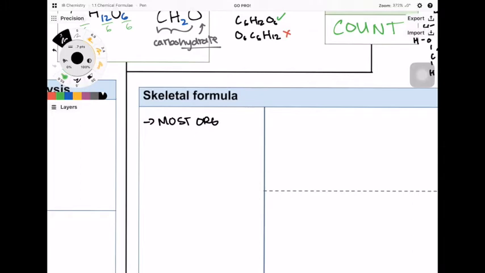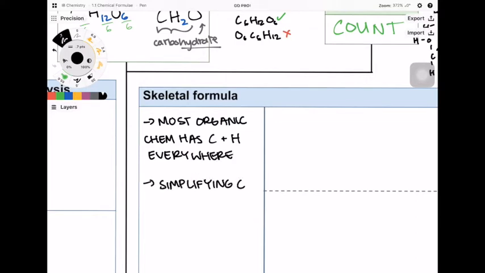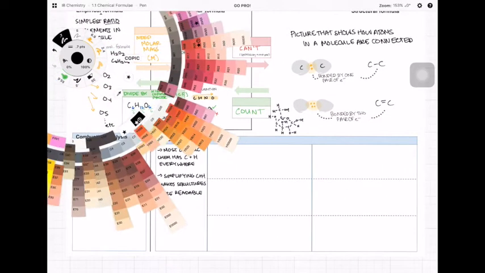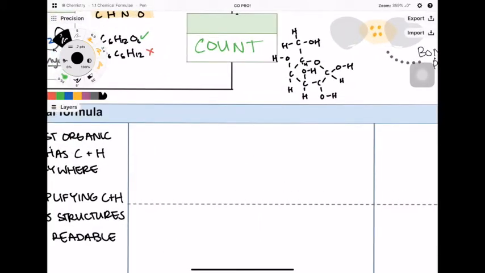The last type of formula that I would like to introduce to you is this idea of skeletal formulas. This is very commonly depicted in chemistry in the media. And it's this idea that a lot of organic chemistry has carbon and hydrogen everywhere. So you have a molecule and it's mostly carbon and hydrogen. So what we can do is we can simplify carbon and hydrogen to make the structures more readable. Here I'm going to show you how to go from a full structural formula to a skeletal formula and back.